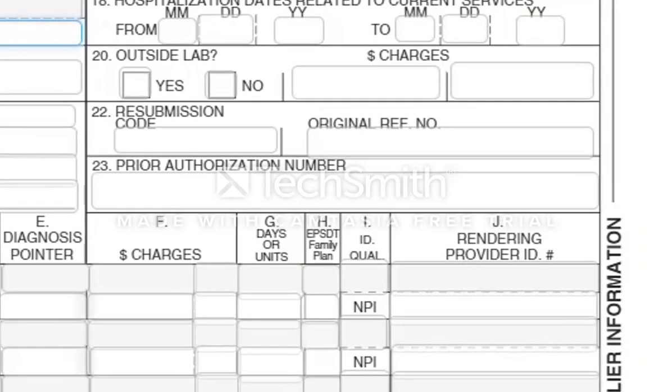Block 20, this is one block that needs to be filled out on every single form. Okay, was an outside lab used? If the answer is yes, then you'll put an X in the yes box. And then to the right of that, where it says charges, you need to put the amount that was billed from that outside lab. 9 times out of 10, you are going to be putting no. Okay, this would count if you're doing it in hospital, if you're doing it in the physician's office, then we would mark no.